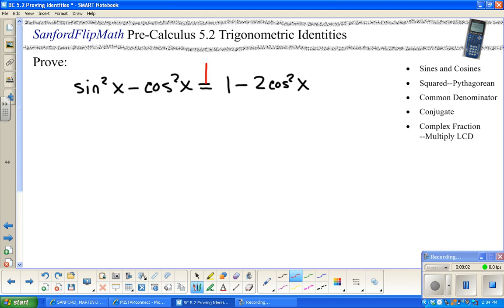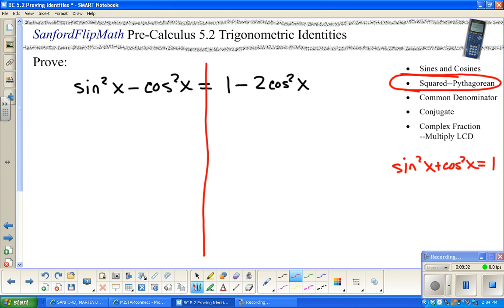Okay, so again, I cannot do anything across the equal sign. I cannot add cosine squared. I cannot subtract sine squared. I can't do anything like that. So I need to find a way to make these two match. Now, I would like to remind you, I got a lot of squared stuff in here, so it's probably something about a Pythagorean theorem. Now again, we do have sine squared plus cosine squared equals 1.